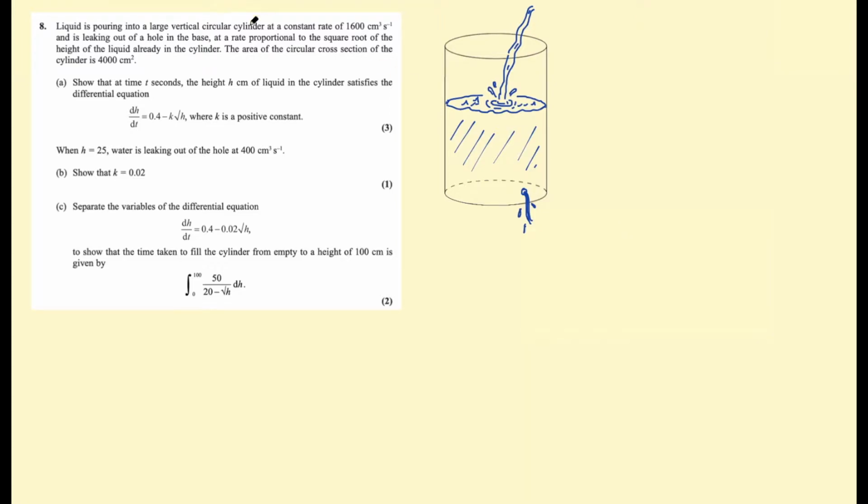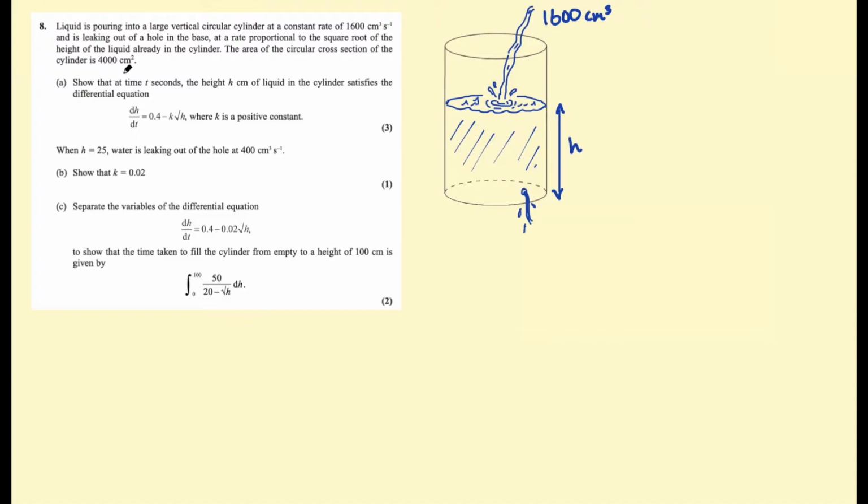It says liquid is pouring into a large vertical circular cylinder at a constant rate of 1600 centimeters cubed per second. Okay. So we have 1600 centimeters cubed of liquid going into the cylinder. It is leaking out of a hole in the base at a rate proportional to the square root of the height of the liquid already in the cylinder. So we have some liquid in the cylinder with a height h, and the leak is proportional to the square root of h. Also, the area of the circular cross-section of the cylinder is 4,000 centimeters squared.